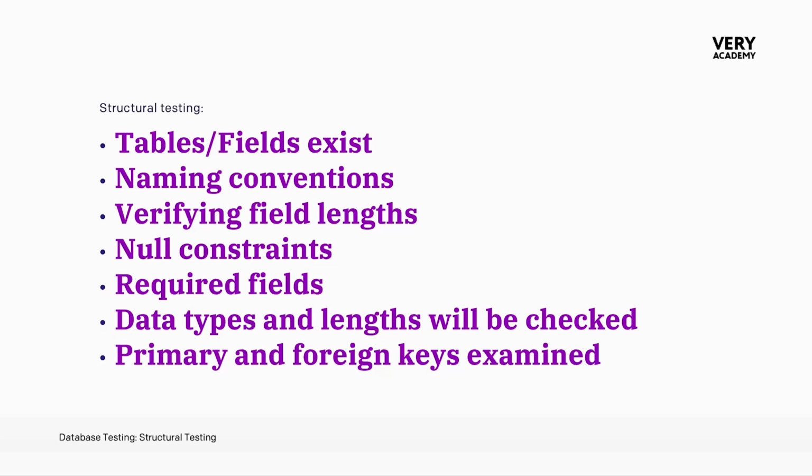If we think about what's involved in our database specification or design, we have tables and fields. So we're going to need to check that they are correctly defined. Naming is correctly defined. We're going to verify attributes such as field lengths, null constraints, and required fields, and think about the relationships between tables to make sure they're correctly defined, and any data types and lengths will also be checked.